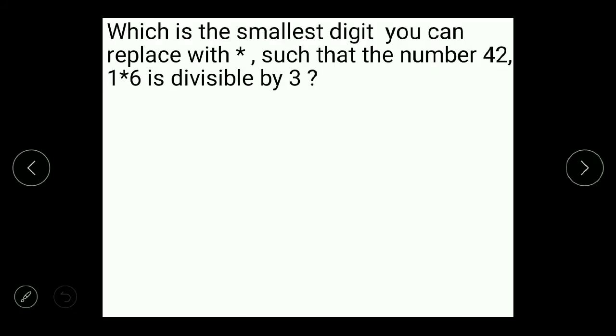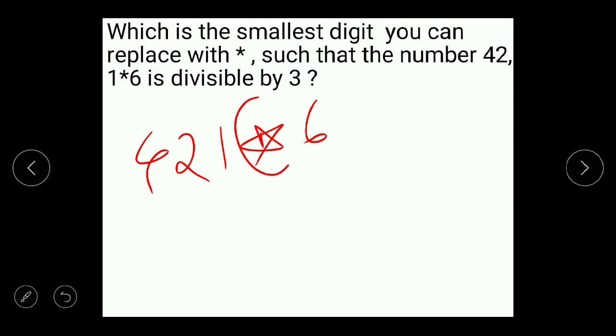The next question: which is the smallest digit you can replace with a star such that the number 421*6 is divisible by 3? We need to replace this star with the smallest digit such that the number is divisible by 3. We already learned that if the sum of the digits is divisible by 3, then only that number is divisible by 3.